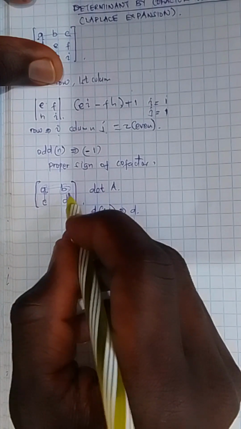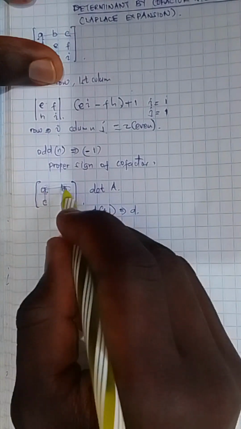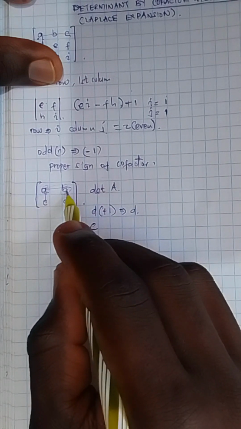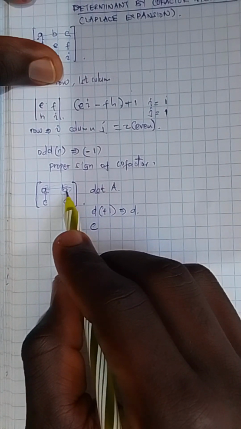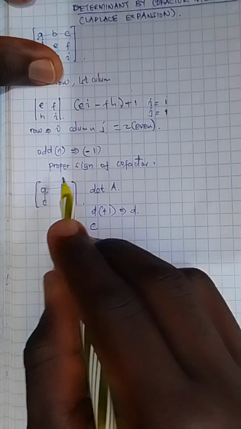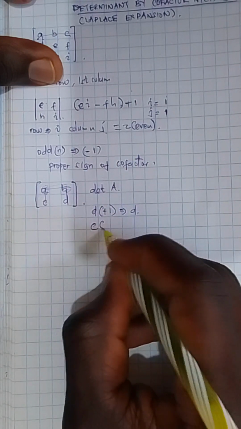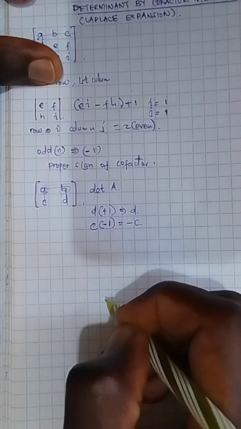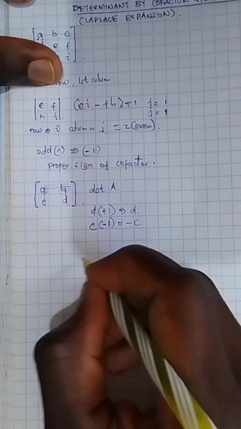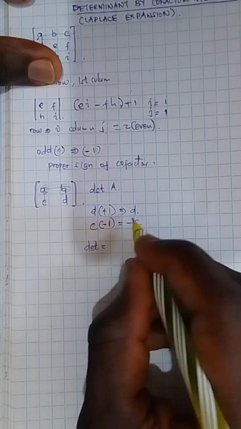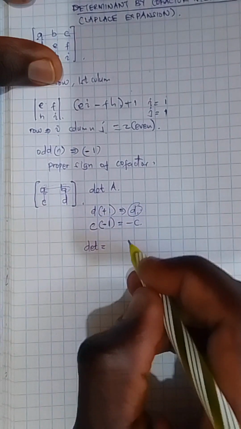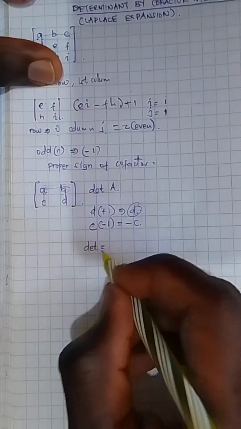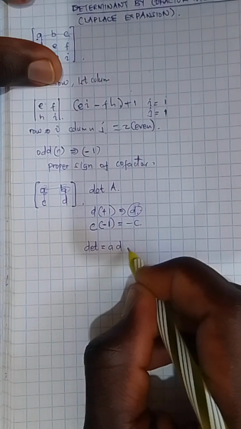Then for B we delete its row and column so that we have C. Because B belongs to the first row, second column, we add 1 plus 2 and get 3. Because it's odd, we multiply by negative 1 so that we have negative C. Then to define the determinant, we multiply the cofactor by the element. So the cofactor is D, and its element was A. So it's A times D.